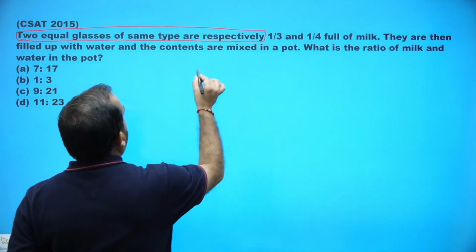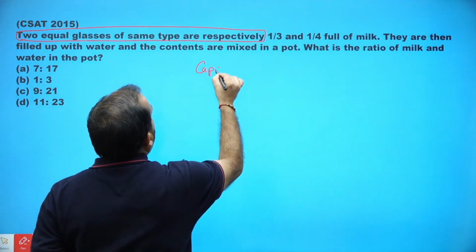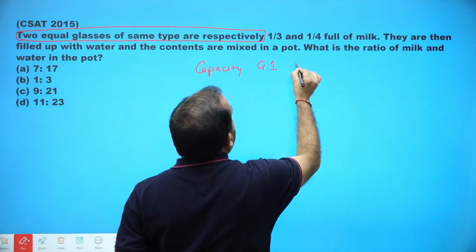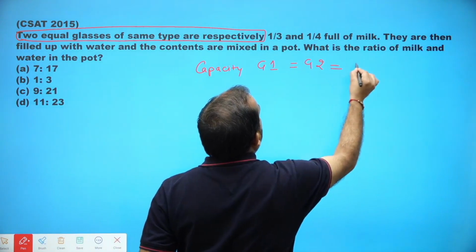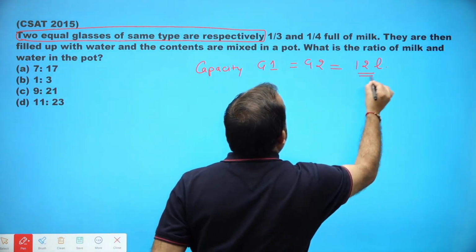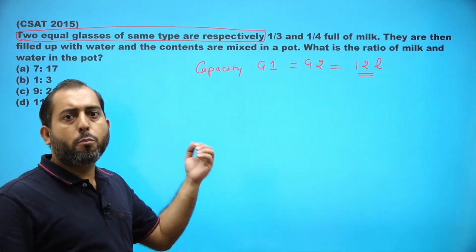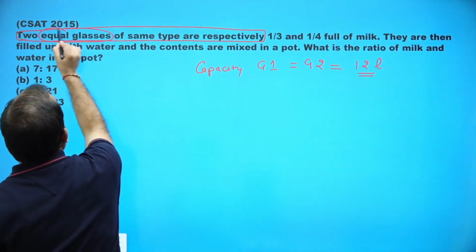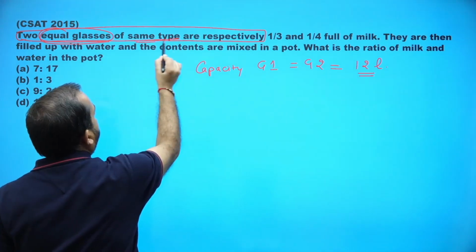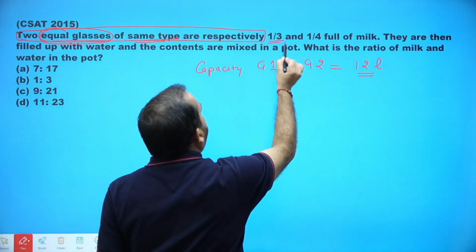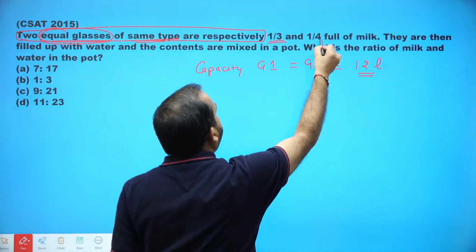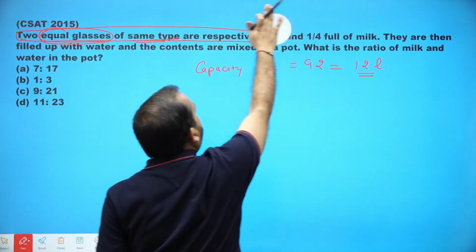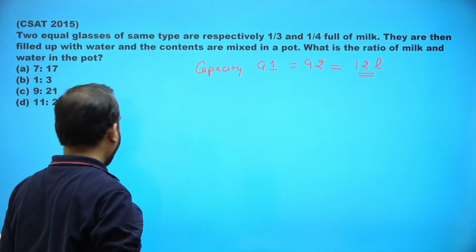So let's say the capacity of glass 1 is equal to glass 2 is equal to 12 liters. I have assumed the capacity of both the glasses to be 12 liters. Why? Because it is written here equal glasses, same type, and it is 1/3 and 1/4. In the denominator we are having 3 here, in the denominator we are having 4 here. So what is the LCM of 3 and 4? Assume 12 liters. Your calculation will become easier now.